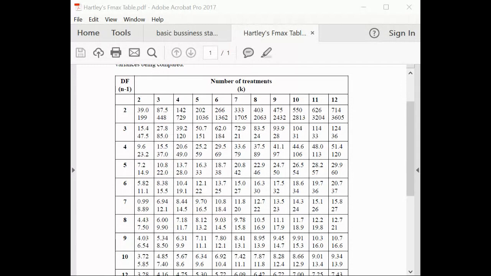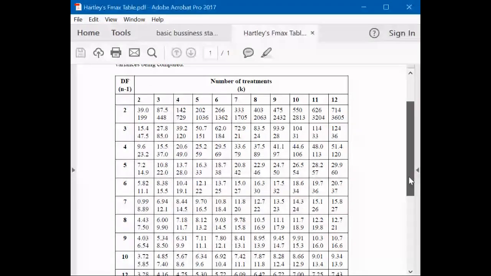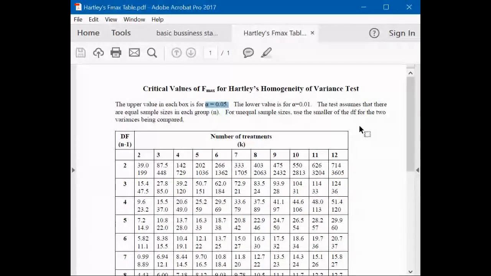Please focus on this, the heading of this table, right? I'm going up now. Can you check the notation up there? It says what?